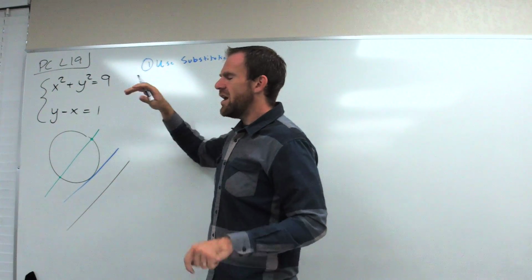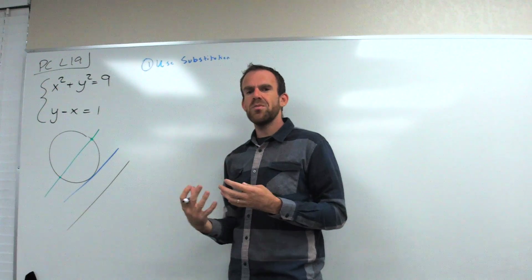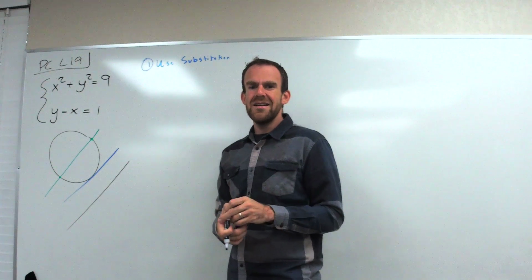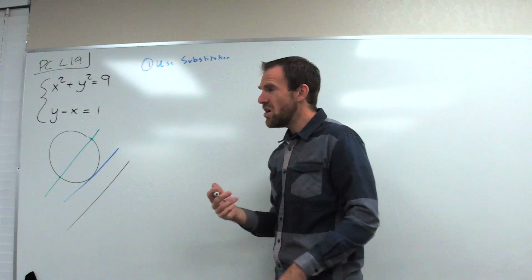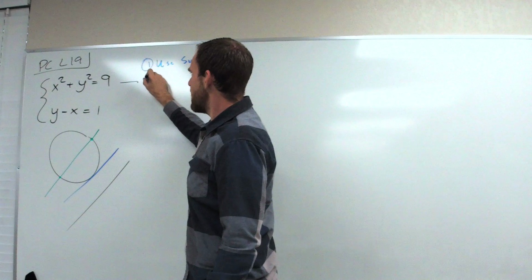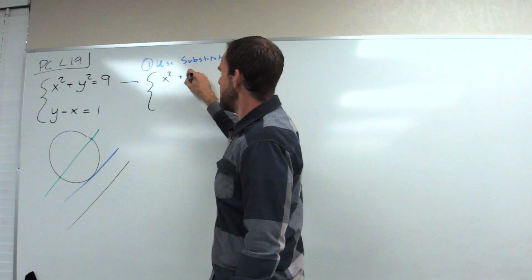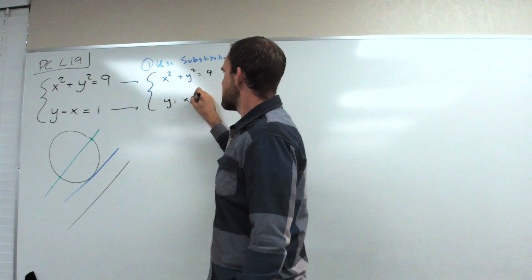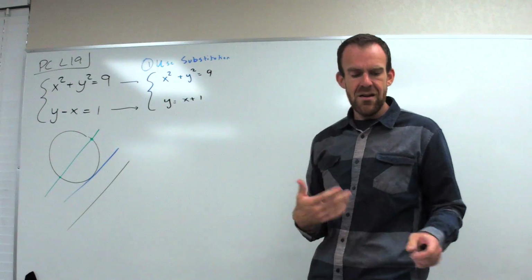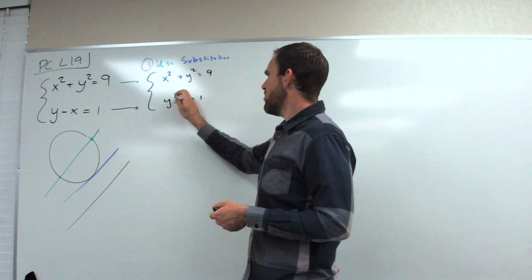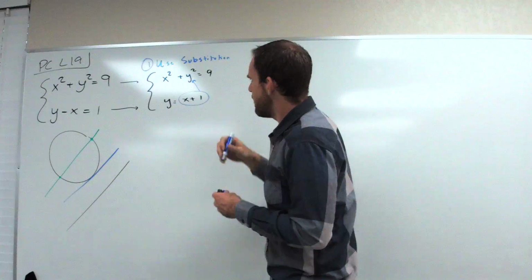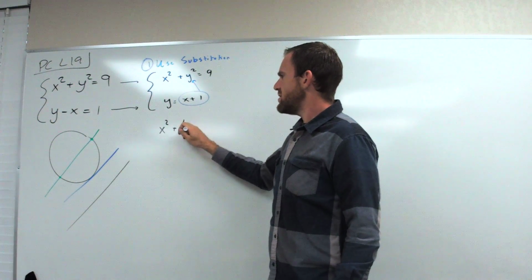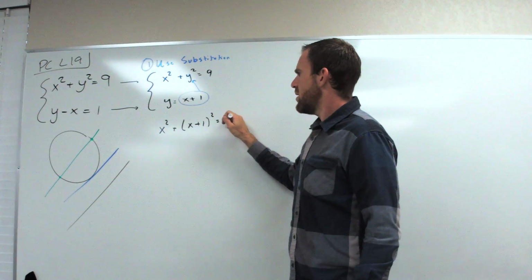So what I'm going to do, and I can't emphasize this enough, please rewrite your problems in a way that makes sense. If you just throw a bunch of equations everywhere, it doesn't look good and it's really hard to follow. So I would encourage you to rewrite this whole thing: x squared plus y squared equals 9. And this one I'm going to rewrite as y equals x plus 1, moving the x to the other side. Then substitution says that I take this whole thing and I plug it in for y. So that's going to give me x squared plus (x plus 1) squared equals 9.